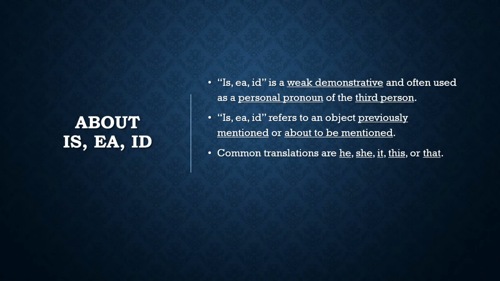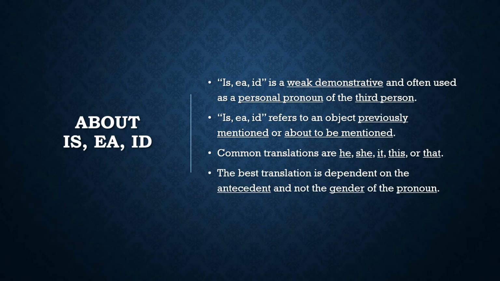Some common translations are going to be he, she, it, this, or that, along with other forms of those words, such as the plurals, they, these, and those, and of course other case forms as well, him, her, its, and so forth. The best translation of is, ea, id is always going to be dependent on the antecedent and not the gender of the pronoun.